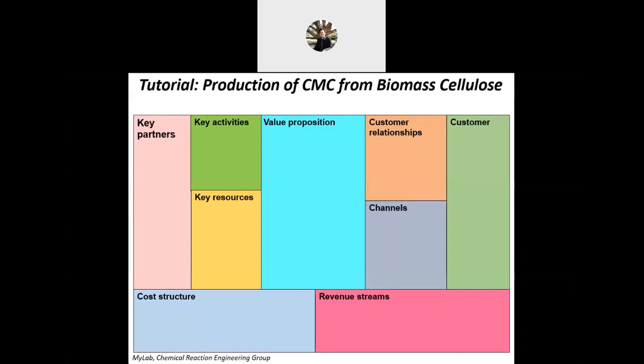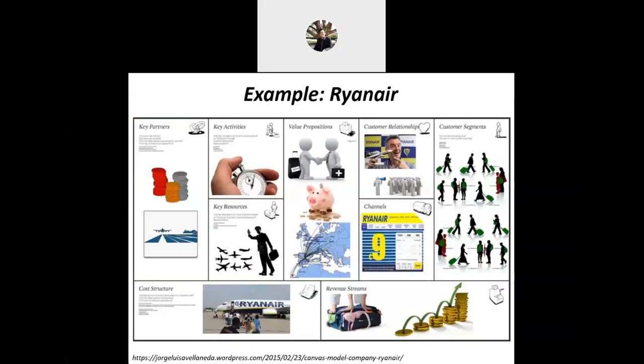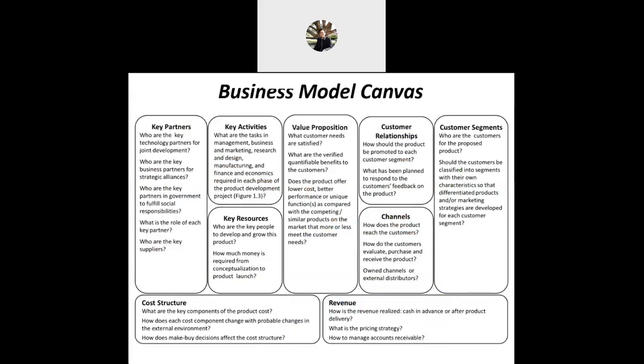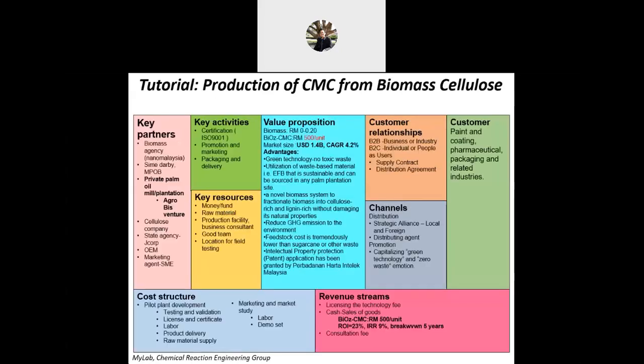How can we fill it? We just follow this and fill in according to the points. For example, key resources: who are the key people? What is your partner? Customer segment: what is your target customer? Customer relationship. So how do we fill it? This is an example of how we fill in the business model canvas.